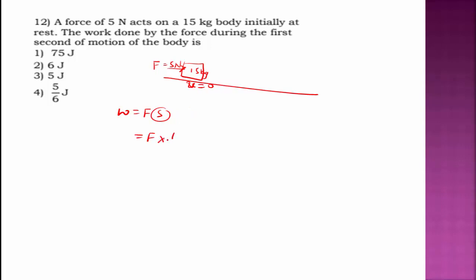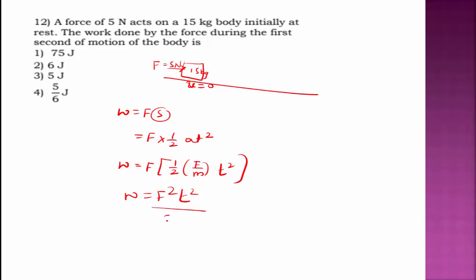Then I write this equation, 1 divided by 2 a t square. Therefore W is equal to F into 1 divided by 2 acceleration into t square, F equal to ma, a is equal to F divided by m. Then W is equal to F into F square into t square divided by 2m. W is equal to F square into t square divided by 2m. Then force is 5 Newton.